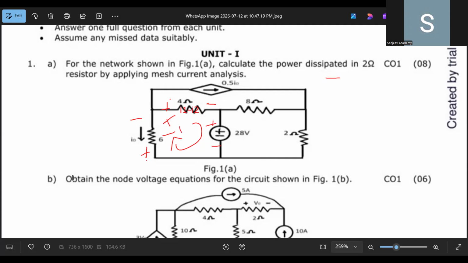So how do you write the equation? That also I'll write for you, applying KVL. So plus to minus is minus 6 I1, minus 4 into (I1 minus I2). Why am I writing in this procedure? In a lot of textbooks, they will put plus. Minus 28 equal to 0.